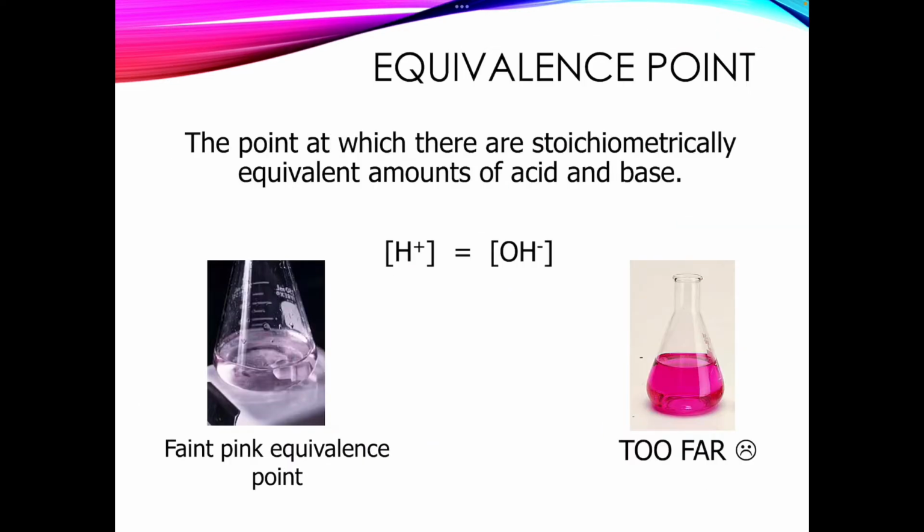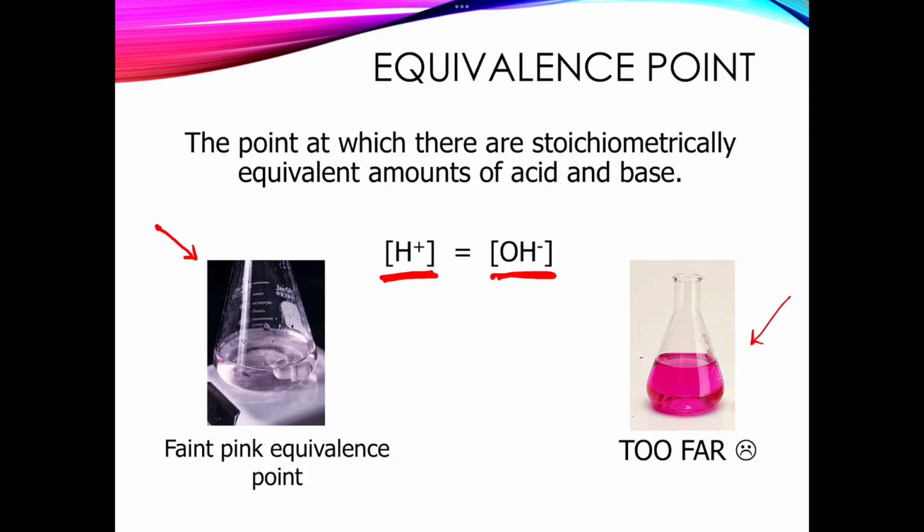At our equivalence point, there are stoichiometrically equivalent amounts of acid and base. That means our concentration of H plus is exactly equal to our concentration of OH minus, so we have exactly equal moles of those two things. Remember, you want it super faint pink, to the point where it's almost clear. That's where the pH equals 7. If it looks like this, even though it's really pretty, you've gone too far and you added too much base.